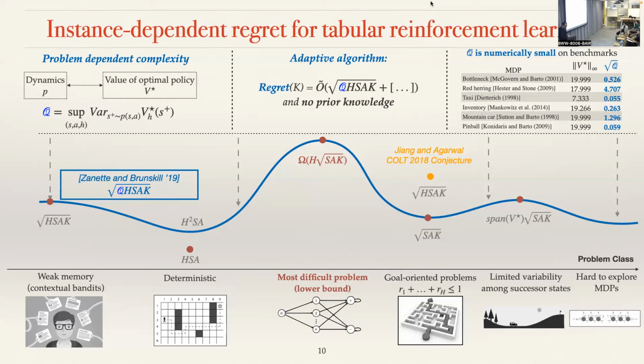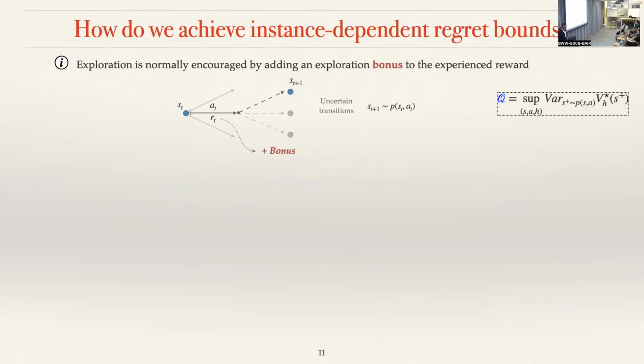Okay, I want to give one slide that is perhaps a bit more technical about how we go about achieving something like this. Well, exploration is typically achieved, at least for provably efficient algorithms, by adding an exploration bonus to the experienced reward. Think about DQN. The exploration there is done with epsilon greedy, at least in the most basic form. But if you want more sophisticated schemes, think about UCB in bandit algorithms.